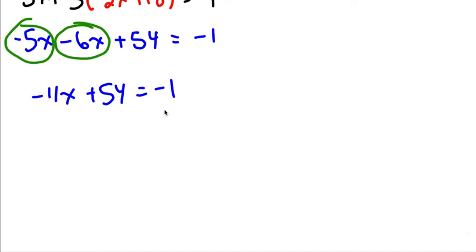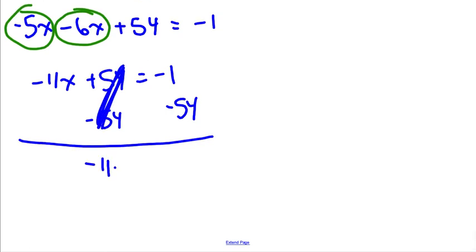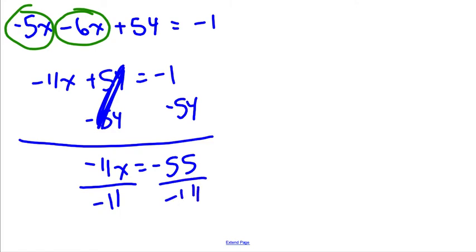Now what? Move the number with no variable. It is a positive 54, so I will do the opposite, and I am going to subtract 54. We're doing that because we want this to cancel, so those are gone. Negative 11x equals negative 55. Last step, divide both sides by negative 11. There we go. X equals 5.